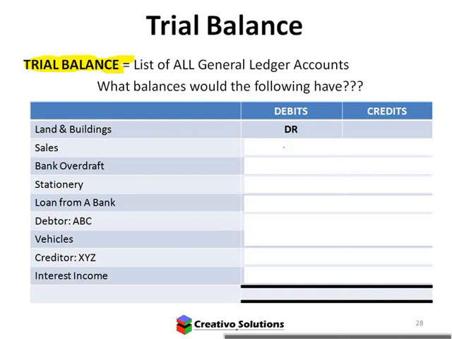Stationary expense or stationary asset? Okay, if it's an asset, then what words do we have there? Stationary on hand. If it's just stationary, then it's an expense. Okay, so quickly tick the correct columns, debit or credit for each of them. Sales, debit or credit, bank overdraft, debit or credit, which balances do each of those have?